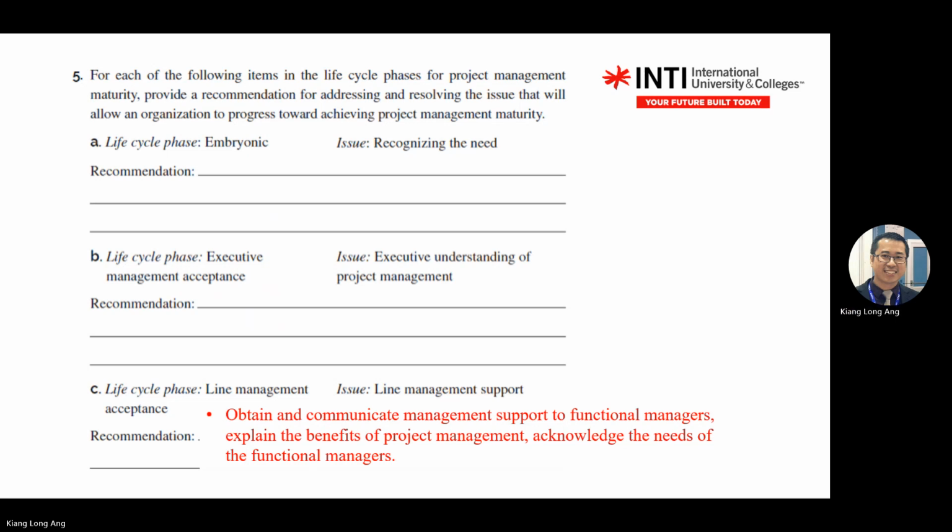How do you solve this? You are the PM, and you have a problem of recognizing the needs. For example, you look at C: you have a problem of line manager support. You are here. PM and functional is communication, right? Before you start, you need to understand the needs, but now you don't have the needs. Who gives you the needs?